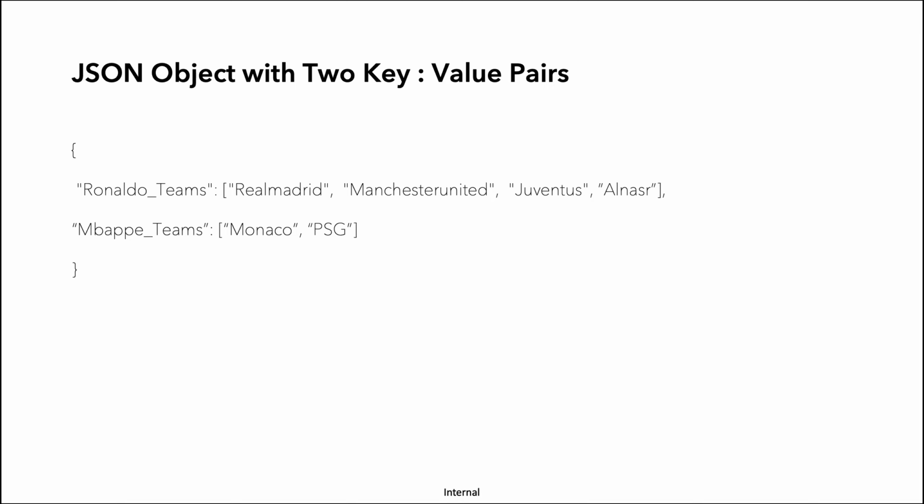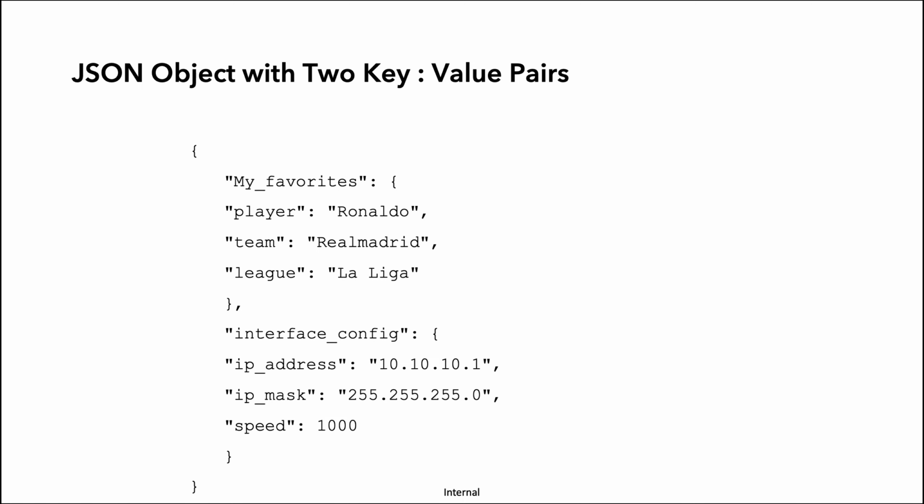Then you can also nest objects and arrays. That is, in JSON, you can put one object or array inside another. If you see here, I have one object for the entire set that begins and ends with curly braces. The outer object has two keys, my favorites and interface configuration. The value of each key value pair is another object, each with curly braces and three key value pairs. If you take the example of interface config, it includes IP address, subnet mask, and the speed of the interface.